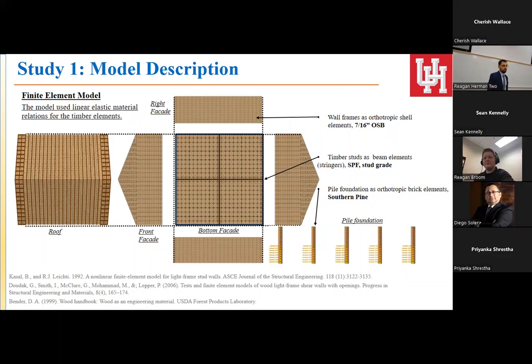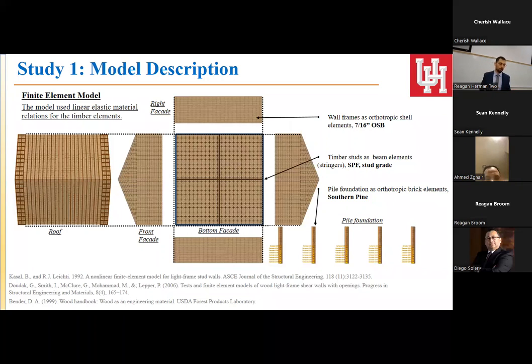Because two-way FSI modeling is fairly computationally expensive, our aim was to reduce the computational expenses on the solid part. So we modeled the facade as shell elements and the studs, the king studs, and everything else as beam elements. The only thing that was modeled as solid elements was the pile foundation. Now, of course, all of them have anisotropic material properties, and they're indicative of what is being used in construction today.